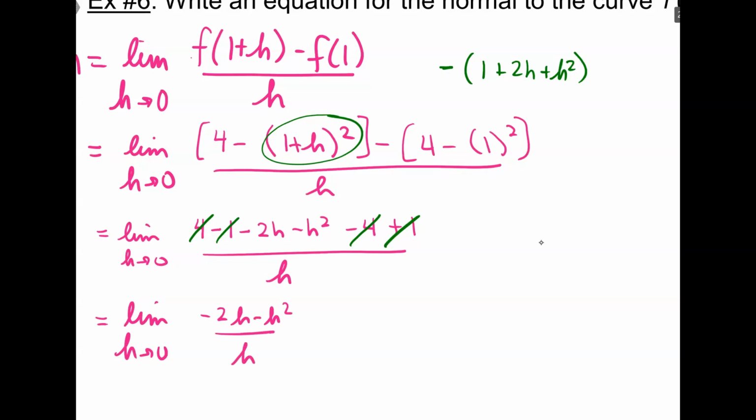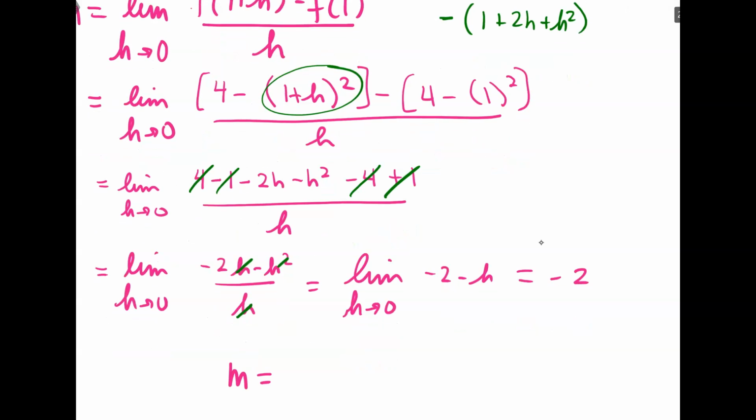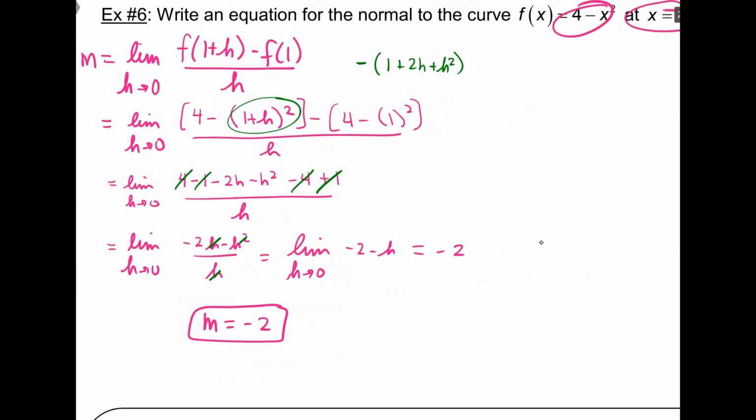Okay, so now that those canceled out, every single thing has a factor of h in it. So I see the limit as h approaches 0 of negative 2 minus h. Well, that just goes to negative 2. So that means my slope of my tangent line is negative 2. But I'm not done. Because that means when x is 1, y is 3, and then you can put it in point slope form.